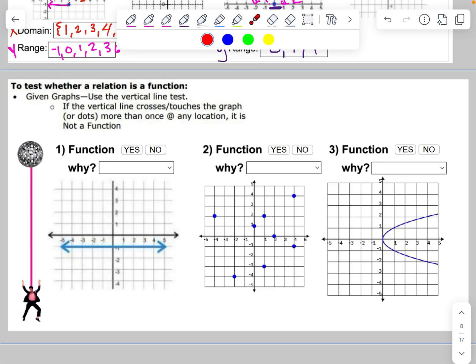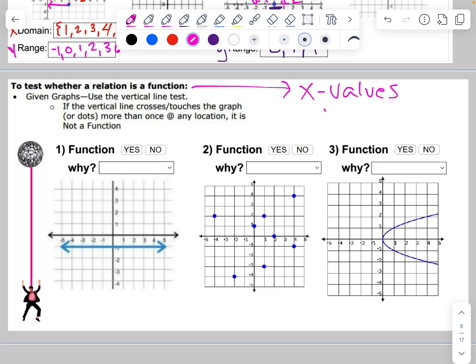All right, so last little instructional video. So now we're trying to figure out if something is a function or not, but now I've got a line or a bunch of dots. Okay, so let's just remind ourselves that if you're a function, x values do not repeat. Okay, so I'm putting that up there for us to reference.